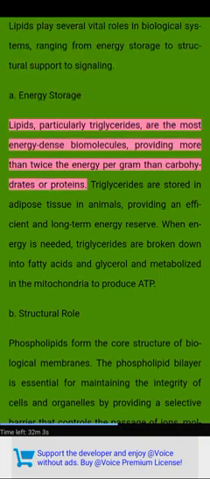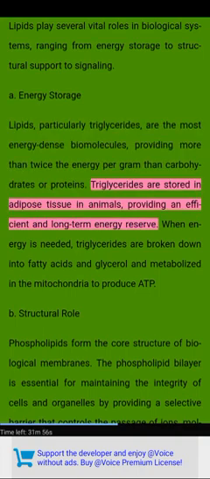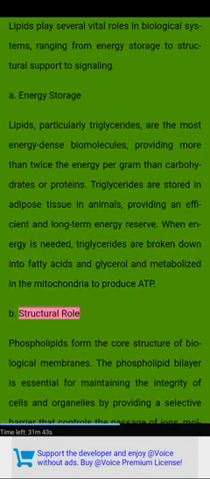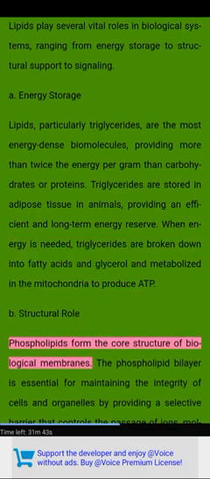A. Energy storage. Lipids, particularly triglycerides, are the most energy-dense biomolecules, providing more than twice the energy per gram than carbohydrates or proteins. Triglycerides are stored in adipose tissue in animals, providing an efficient and long-term energy reserve. When energy is needed, triglycerides are broken down into fatty acids and glycerol and metabolized in the mitochondria to produce ATP.